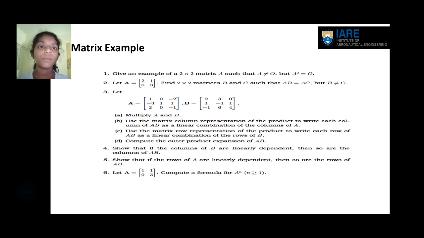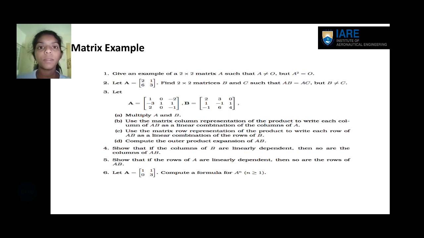Here is an example of a 2 by 2 matrix such that A is not equal to 0 but A square equals 0. Let A equal 2, 1, 6, 3. Find the 2 by 2 matrices B and C such that AB equals AC, but B is not equal to C. And also, A equals some 3 by 3 matrix and B is also a 3 by 3 matrix. Multiply A and B.